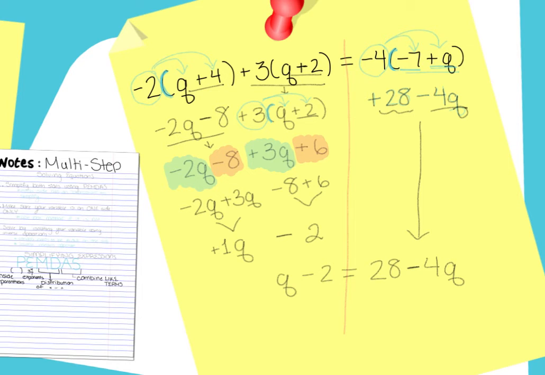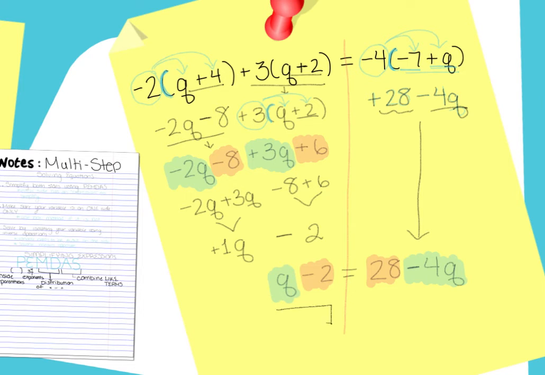Minus 4q. Alright, so this is what I'm left with. So that was actually just within the first step, simplifying everything. And then second step, get my variables on one side. This is where I use the box method. So my q is here, but my negative 4q is on the other side. I need to get them together. The negative 2 needs to combine with the 28, so I need those together.